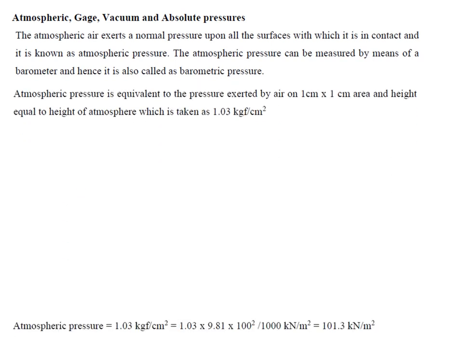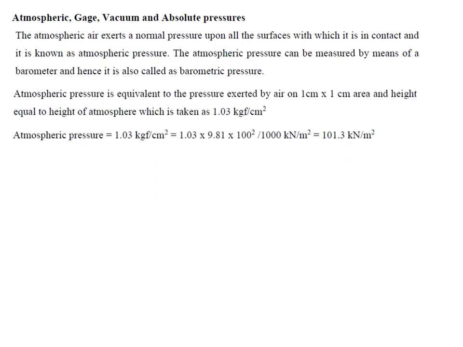So atmospheric pressure is 1.03 kg force per centimeter square, which is nothing but 9.81 newtons. Here the centimeter square is divided by 100 square, so it gets multiplied by 100 square. Now kg force is converted to newtons and centimeter square is converted to meter square, so the unit becomes newton per meter square. If you divide by 1000, you get kilonewton. So the answer is 101.3. Therefore 1.03 kg force per centimeter square is also equivalent to 101.3 kilonewton per meter square.